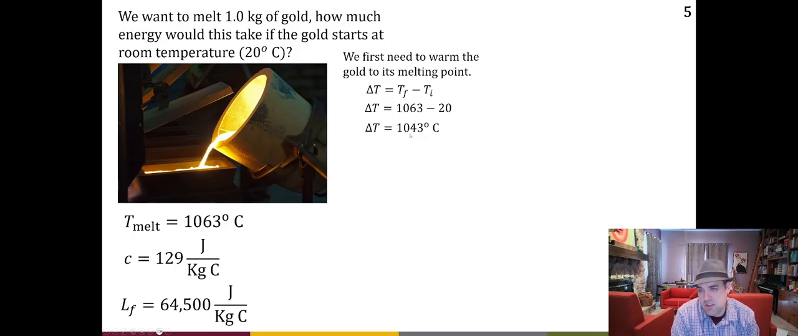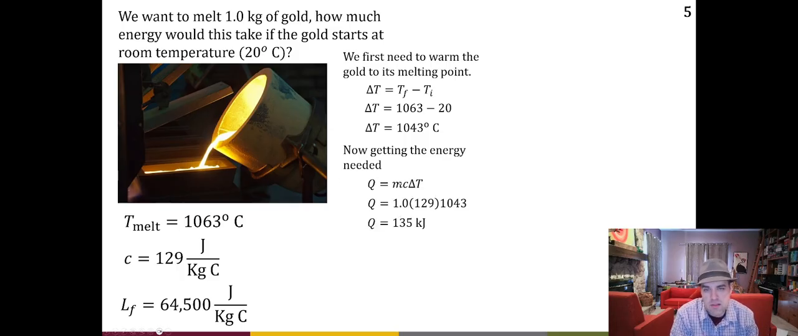With this, we can plug this into our heating equation, Q equals mc delta T. Because this isn't at the melting temperature yet, we've got to calculate how much energy it takes to warm it up to the melting temperature. So we can plug in our numbers here. The mass is 1 kilogram, the specific heat is 129, and we want to increase it by 1043 degrees Celsius. So we arrive at an energy of 135 kilojoules. That's how much energy is needed to raise the temperature to the melting point.